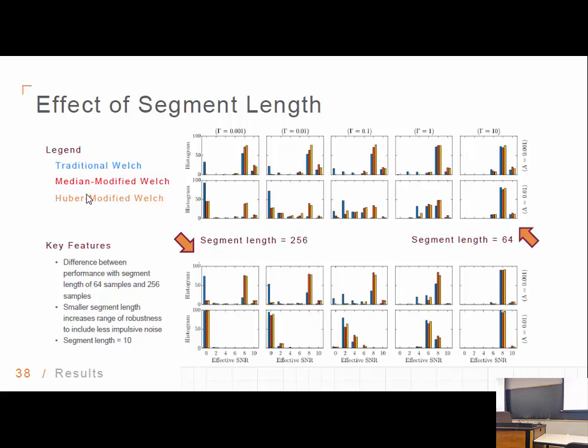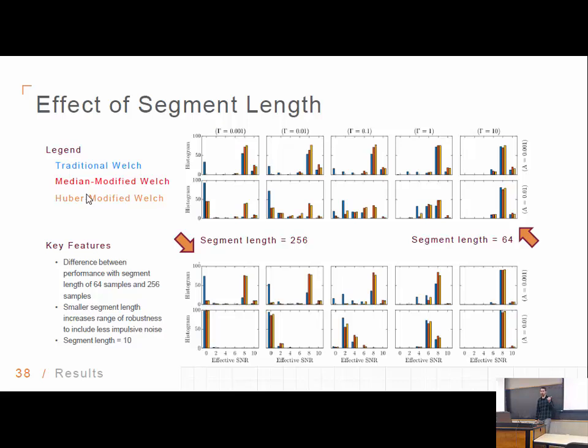If we decrease the segment length, half of the time the robust methods can find it. The robust methods have a high effective SNR. The reason is that if you have a shorter segment, it's less likely that your segment will contain impulsive noise. And so it's more likely to be compensated.